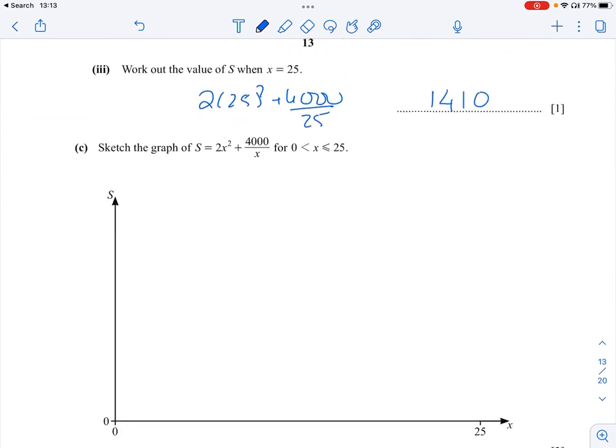Sketch the graph of s equals 2x square plus 4000 upon x. So you can use a graphing calculator and sketch this graph and see that the limits of x should be between 0 and 25. So enter into the graphing calculator 2x square plus 4000 divided by x. Then keep the values of x between 0 and 25.